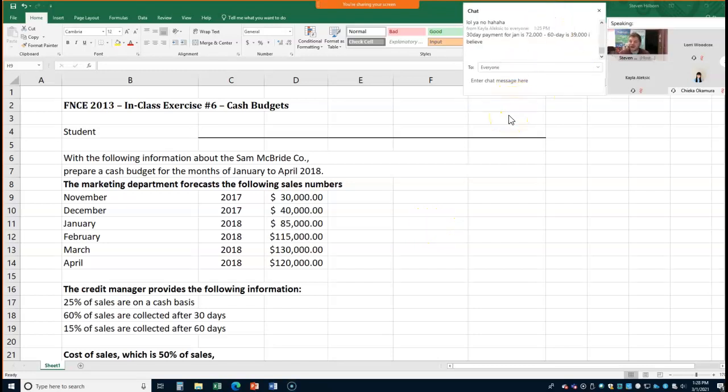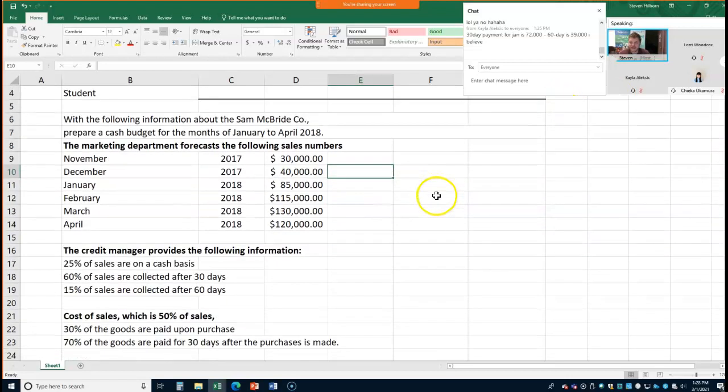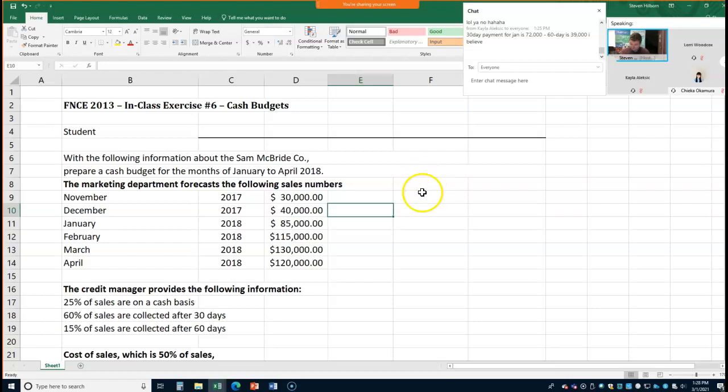And we are looking at our in-class week 7 exercise. So it's week 7, it's cash budgets. And we're here with our Monday class, just so everyone knows. And we are going to go through now.